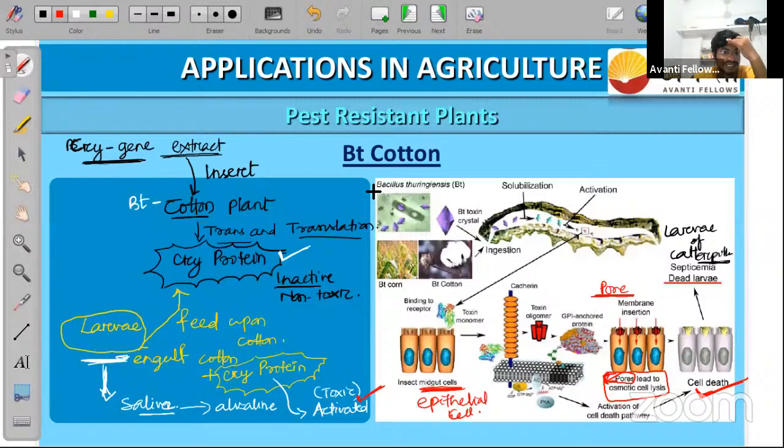If the rain is alkaline, it will be toxic for everyone. If the rain is alkaline, it will be toxic for the plant also. But remember, in the case of a plant, whichever rain is happening, alkaline or acid, that rain goes into the soil, and in the soil only it gets purified. A very small amount of alkaline water will be absorbed by the plant, and that will not affect the plant anyhow. It will not help in the activation of the cry protein. Okay, understood?